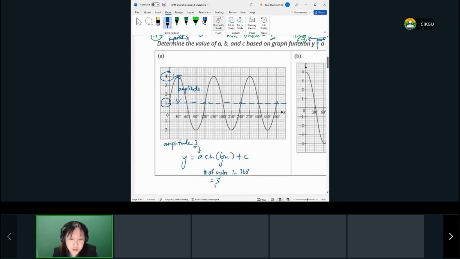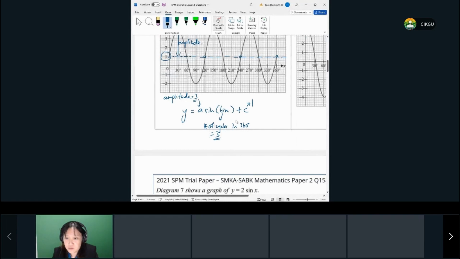This is a free mark question if you know what A, B, and C mean. Last one, C. C is the easiest out of all 3. Why? Because just look at the middle value. Where does it cross? It crosses at 1. That is the answer. Let me write it nicely, in green, good for the eyes. Y equals 3 sine 3x plus 1. Done.